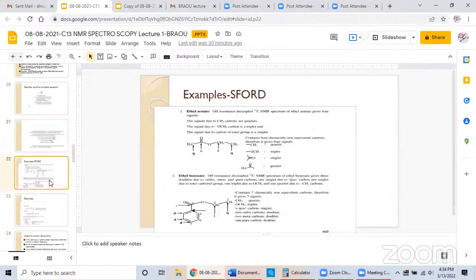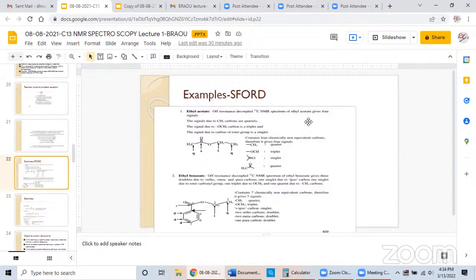So I'm just giving you the examples, and after discussing these examples, because we have wasted more time in the beginning, that's why I'm taking another 5 minutes. Hope you don't mind.